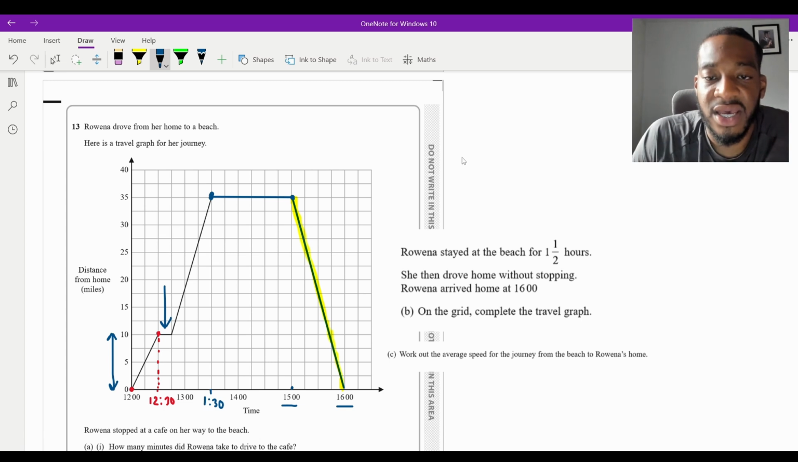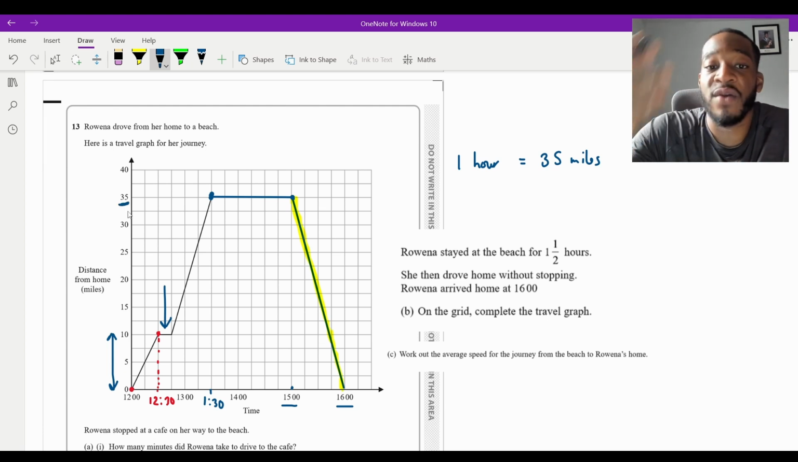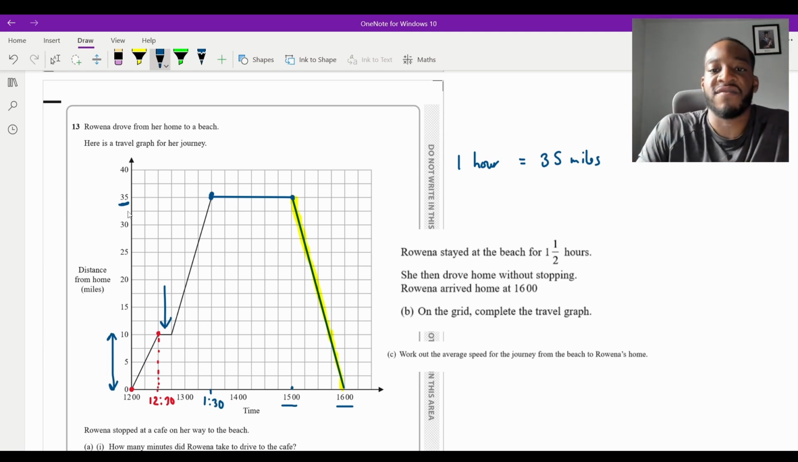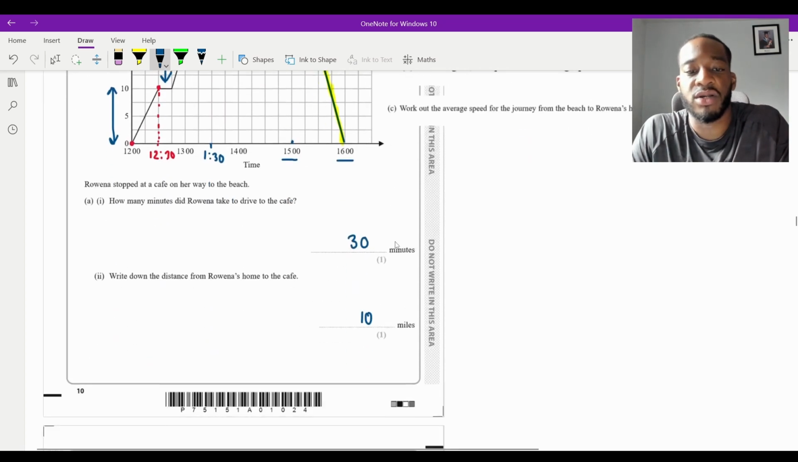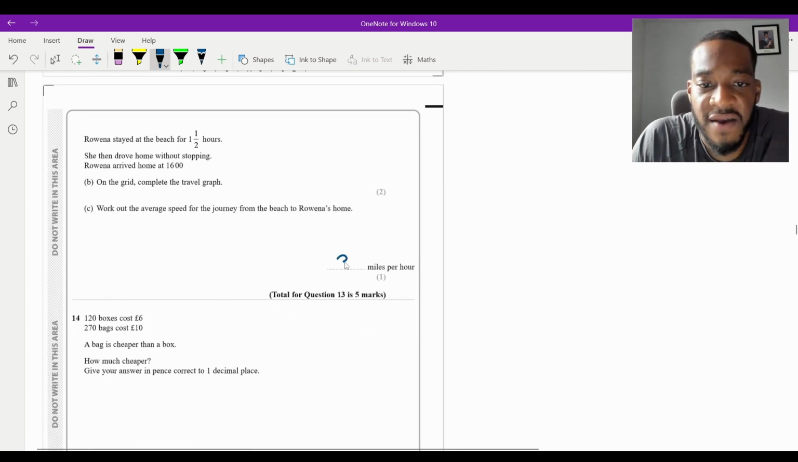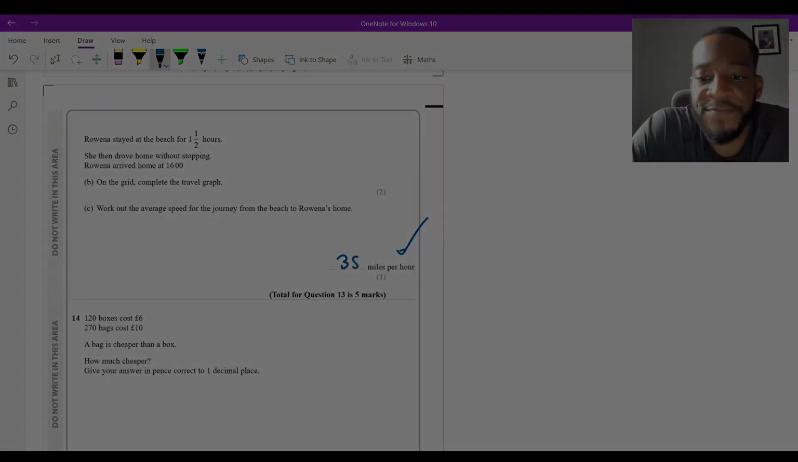So what we can say is that in the 1 hour she travels, she's traveled 35 miles. Yeah? 1 hour from 3 to 4, she travels 35 miles, isn't it? Because she's 35 miles away from the beach. So to get back home, she travels 35 miles. So the average speed in miles per hour is just going to be 35 miles per hour, isn't it? It's going to be 35 mph. So the answer is just going to be 35 miles per hour. And that's it. And that's question 13 finished.